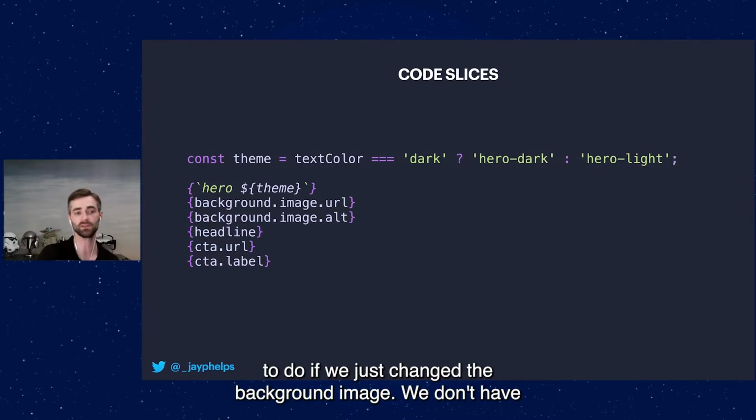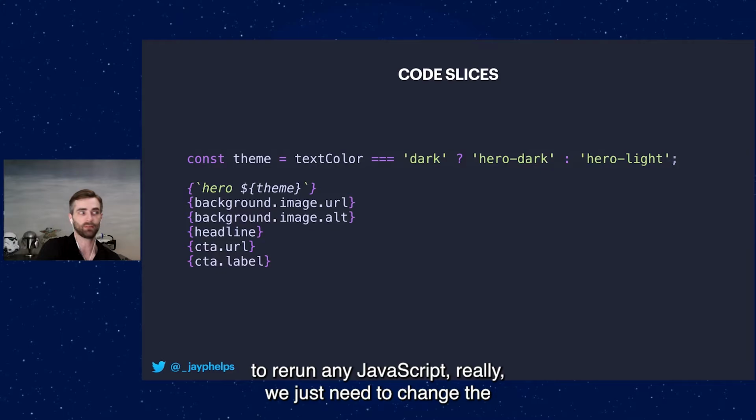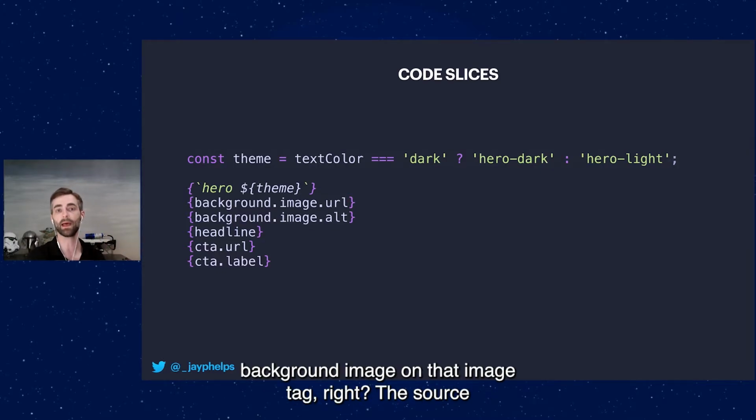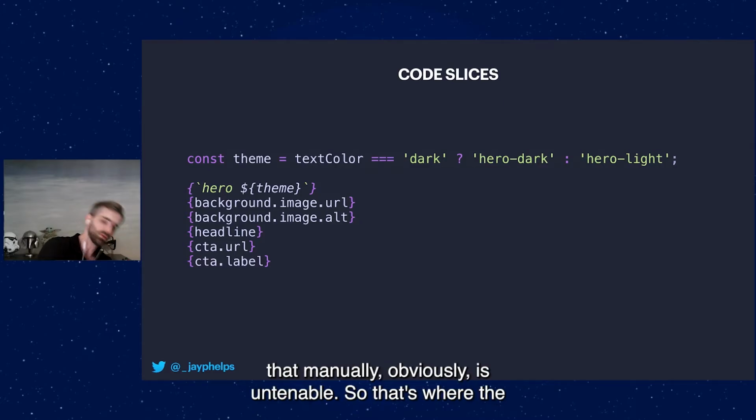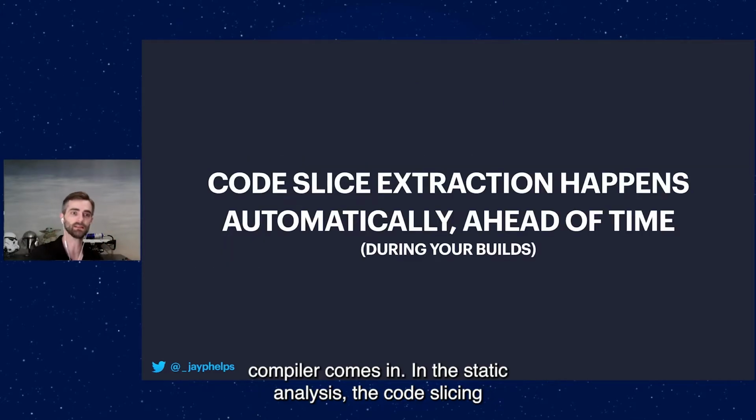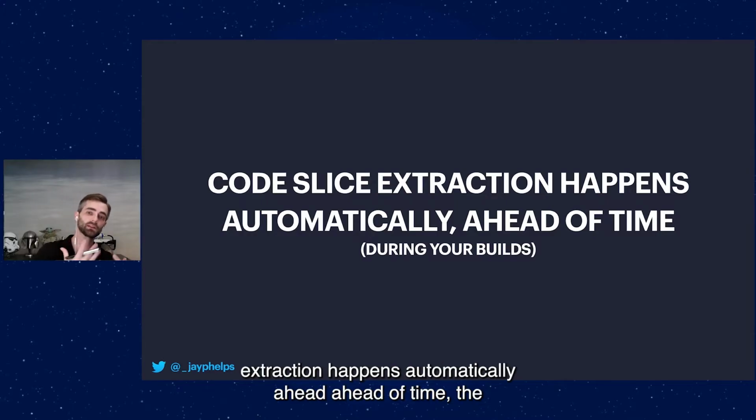If we just change the background image, we don't have to rerun any JavaScript really. We just need to change the background image on that image tag, right? The source attribute. And that's code slicing in essence. But doing that manually obviously is untenable. So that's where the compiler comes in, the static analysis. The code slicing extraction happens automatically ahead of time.